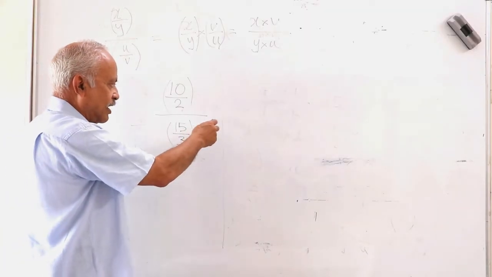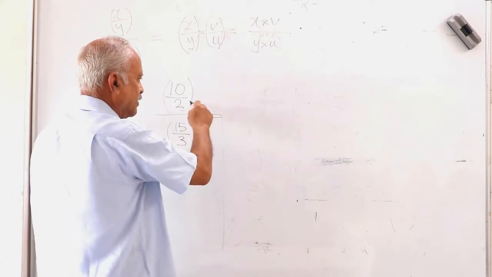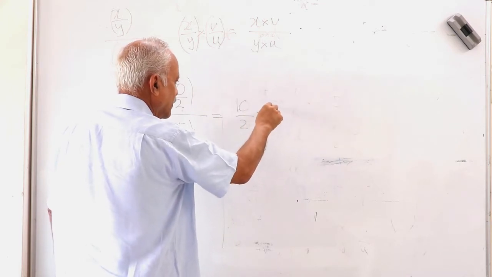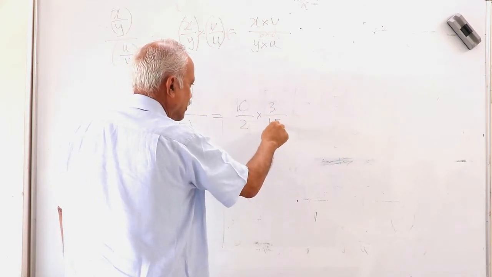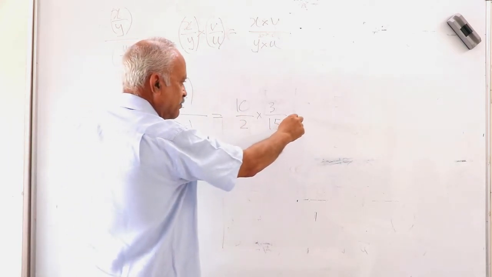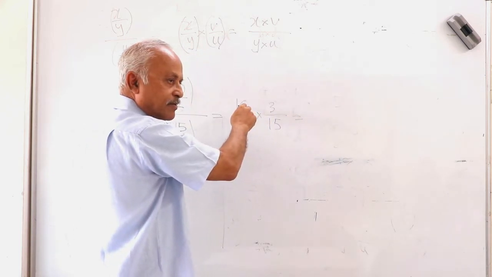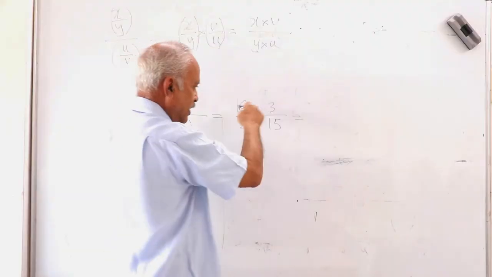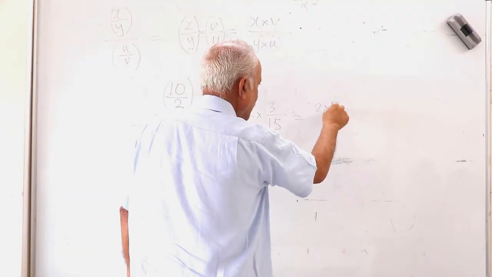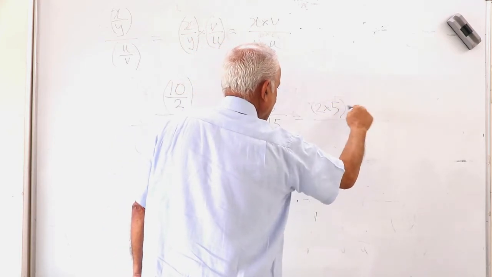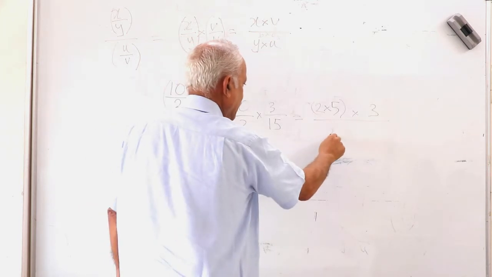Okay. Now I am going to write the same thing here. So that is 10 upon 2 into 3 upon 15. But now I can write 10 as a multiplication. What are the factors of 10? 2 into 5. I can write 10 as 2 into 5, into 3 upon, this 2 is there, into 15.